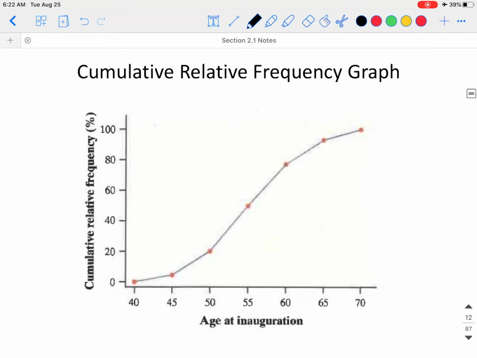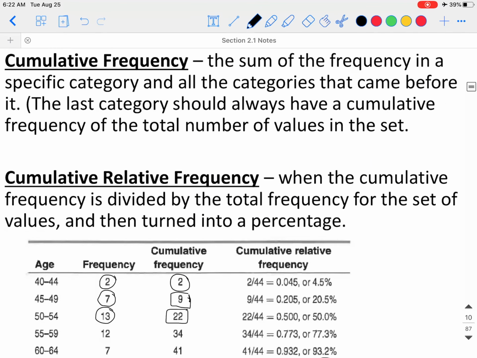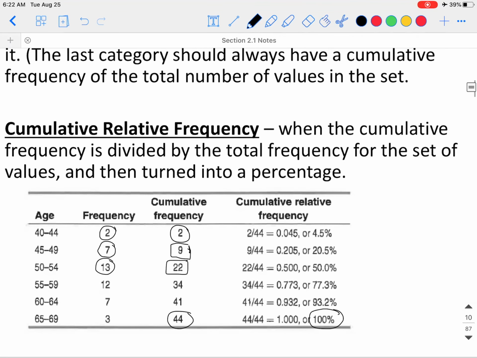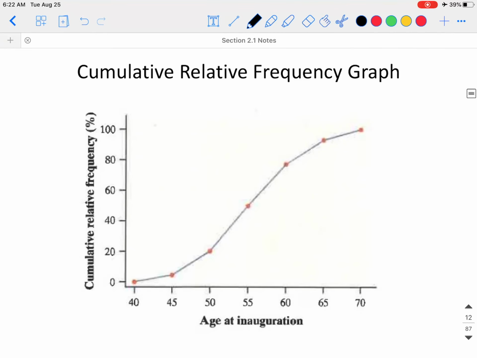So the table we looked at previously, right here, this is talking about the age of presidents when they were inaugurated. So our first group goes from 40 to 44. We will start the 40 at 0, and we will end the 44 at the 2. So we start at 0. At 44, we would be at the 2. So the next one starts at 45, and so on and so forth.